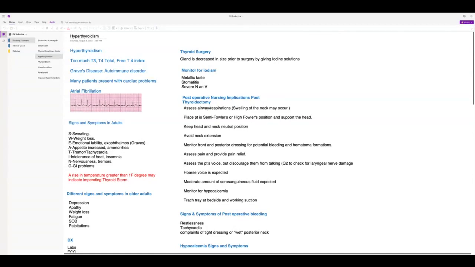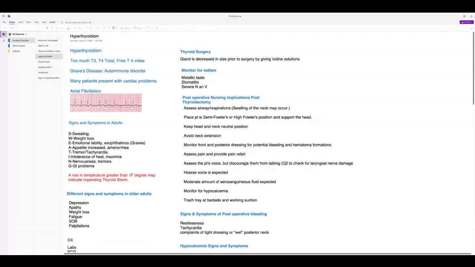All right. Assess for pain and provide pain relief. So we usually give fentanyl right after the surgery. Assess the patient's voice, and this is important because you want to make sure there was no nerve damage done. So you're going to discourage them from talking, but yet you have to ask them to talk at least every 2 hours to assess for laryngeal nerve damage. They're going to have a hoarse voice for a couple of days. You're going to expect a moderate amount of serosanguineous fluid in a JP drain usually.